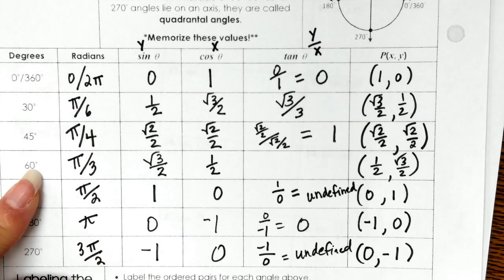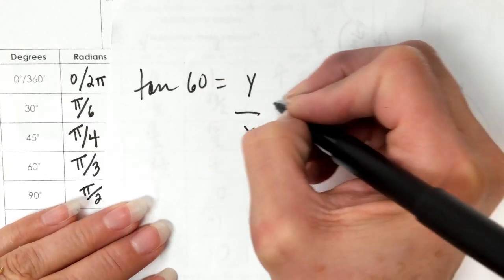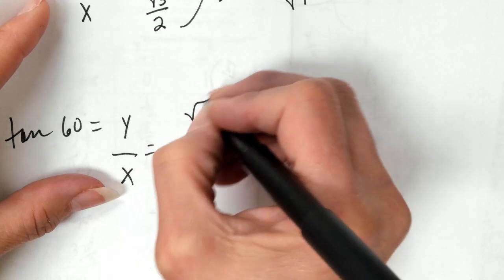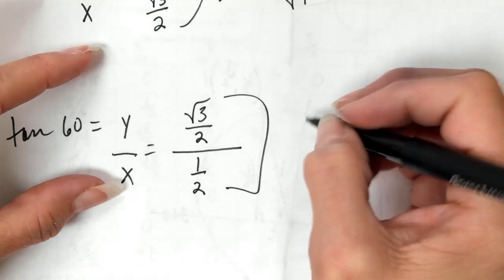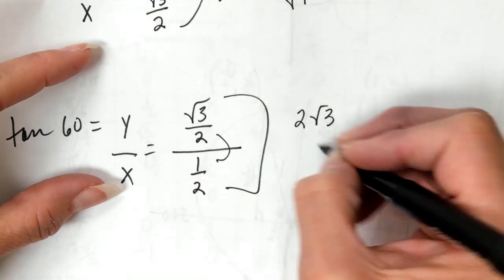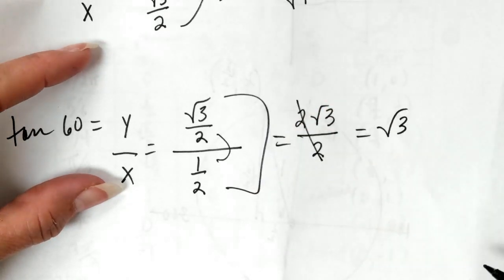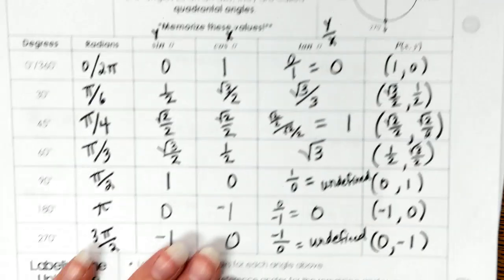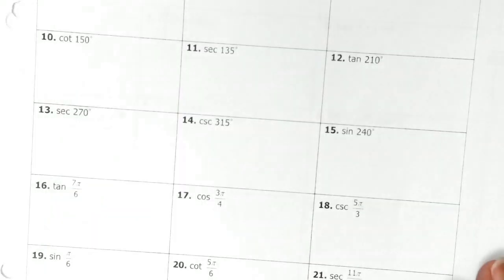Let's do the tangent of 60. Tangent of 60, remember, is the y over the x. This time, if you're looking at the 60 location, the y is the radical 3 over 2, and the x is the half. If we multiply the outside, we get 2 radical 3. If we multiply the inside, we get 2. The 2's cancel, and your answer is radical 3. So the tangent of 60 is just radical 3. And now we have all of page 13 complete and our unit circle complete.